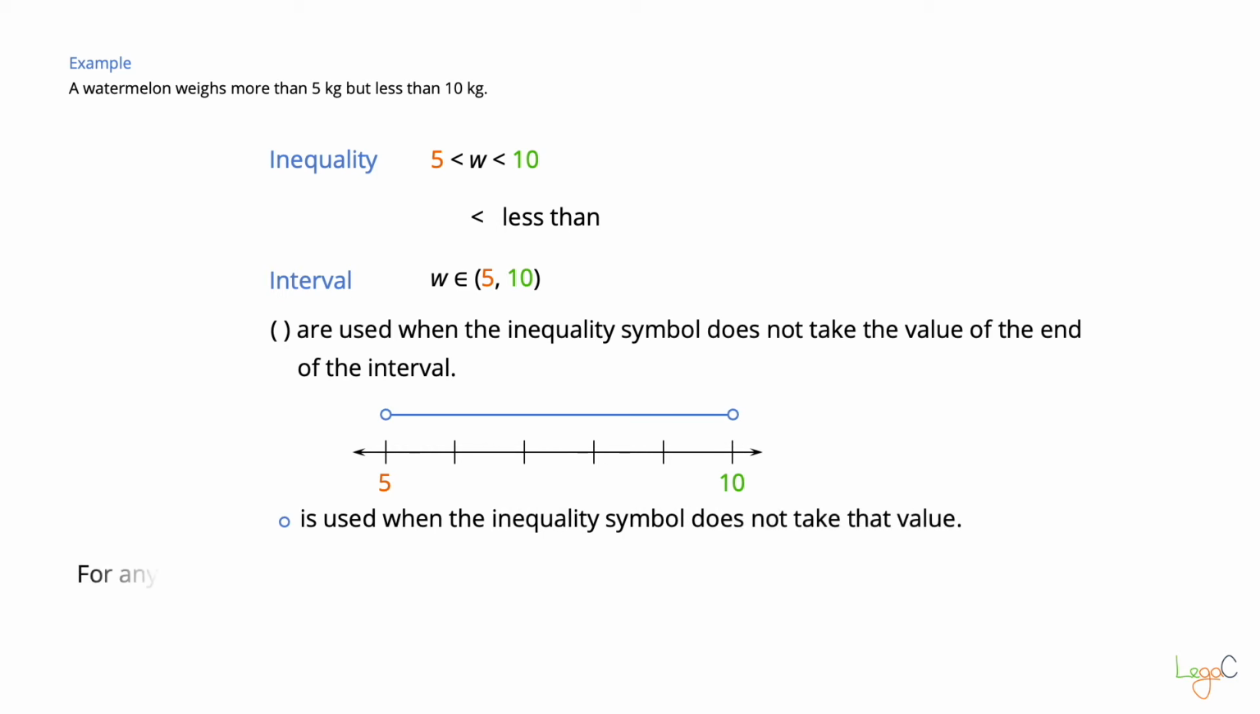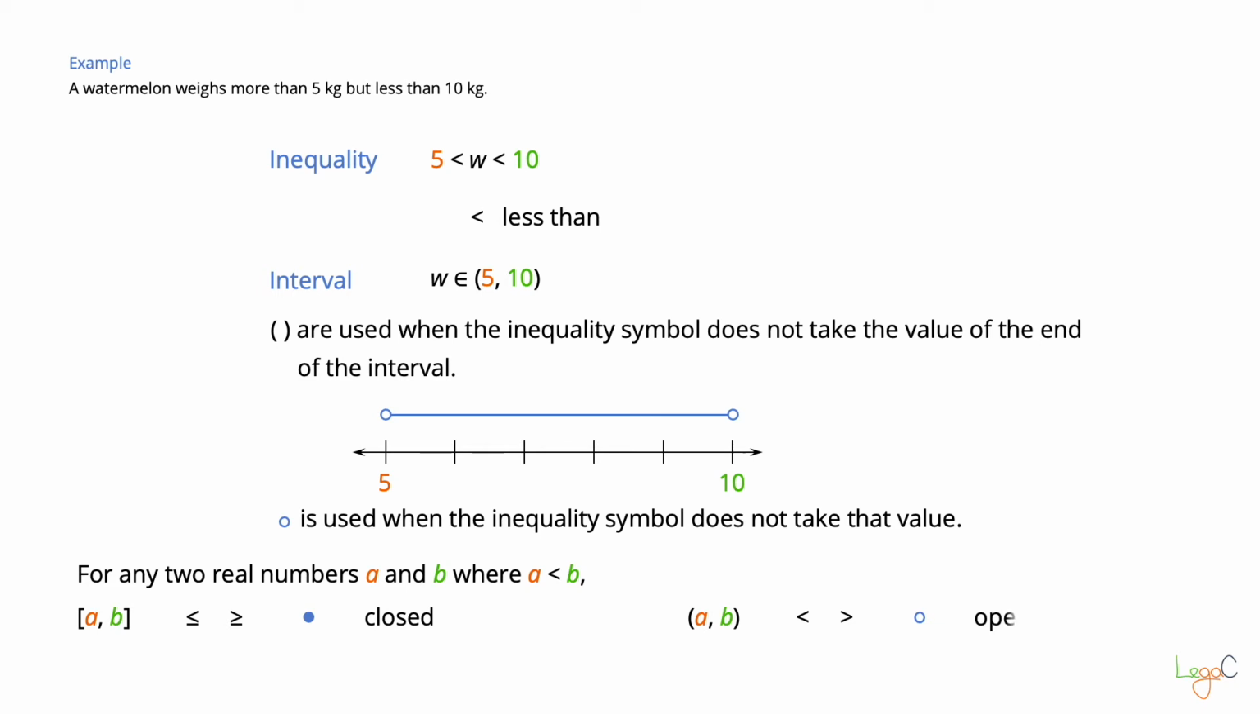Consider two real numbers a and b, where a is less than b. So we have square brackets that go with the symbols less than or equal to and greater than or equal to, and the dot, and this is called a closed interval. The round brackets go with the symbols less than or greater than, with a circle, and it's called an open interval. And now here are all possible options for writing an interval.